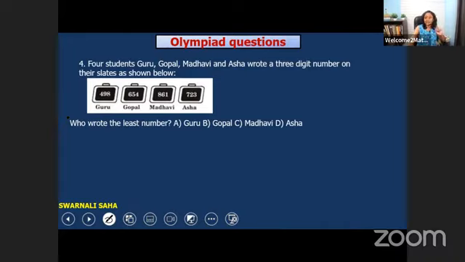Whenever you get this type of question, first write it in a rough sheet, and you will easily find your answer. 498, 654, 861, and 723. These are the four numbers they have written. So which would be the correct one? Who wrote the least number? That we have to find out. It's so easy.